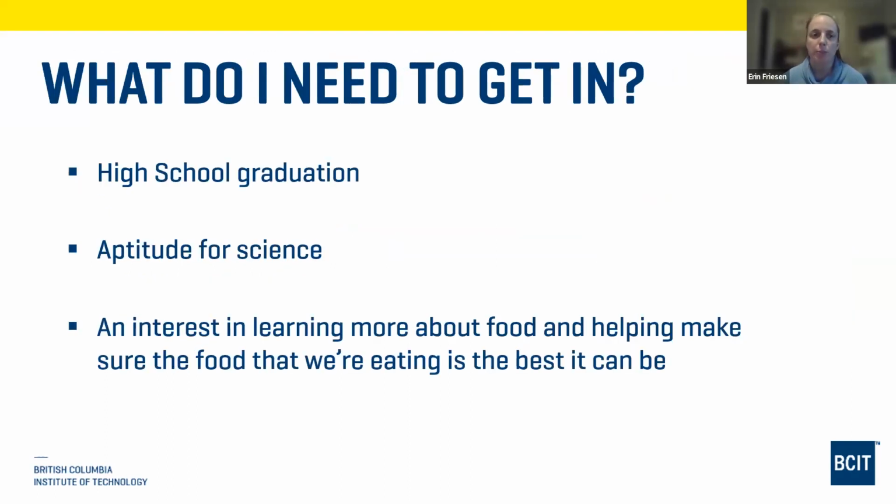What do you need to get into the program? You can enter our program right out of graduation, but you do need to have Chemistry 11 as well as Math 12. Those are the entry requirements, but if you have met those and have graduated from high school, then you can likely get into our program. You should have an interest in science because our courses do rely on some science knowledge, and an interest in learning more about food and making sure that the food we're eating is as high quality and as good as it can be.